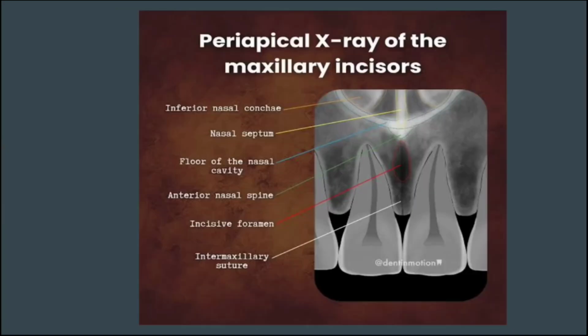Here you can see in the radiograph, when you take a radiograph of a central incisor, what all you can see. You can appreciate the pulp, incisal edge, distal and mesial.